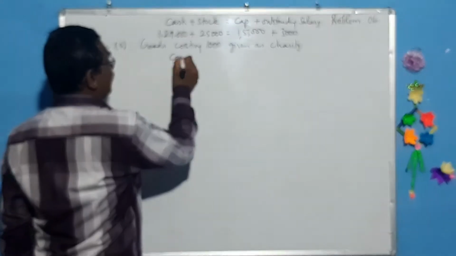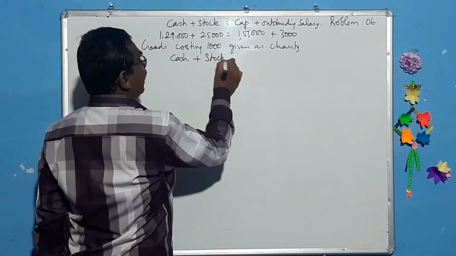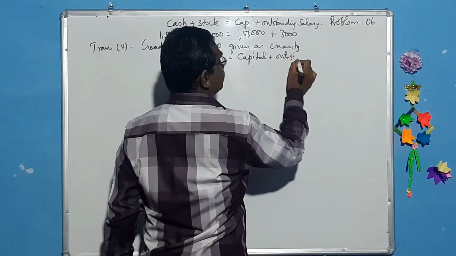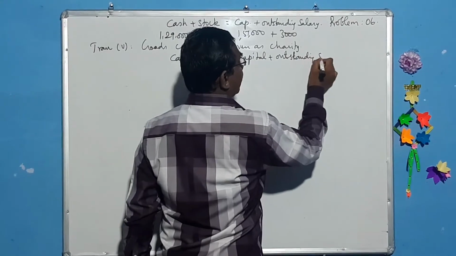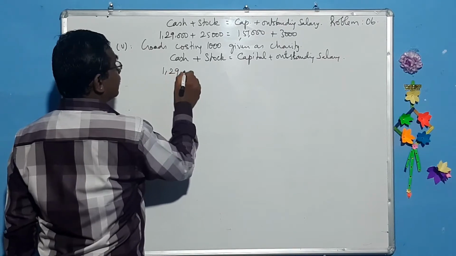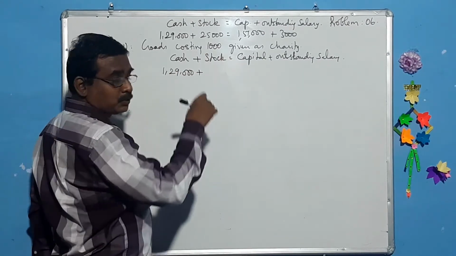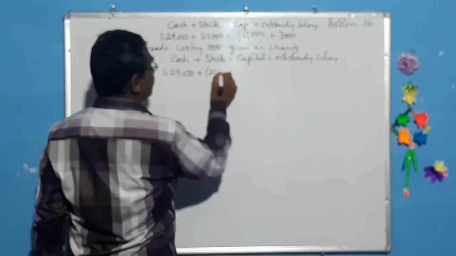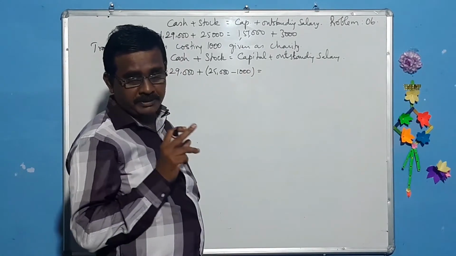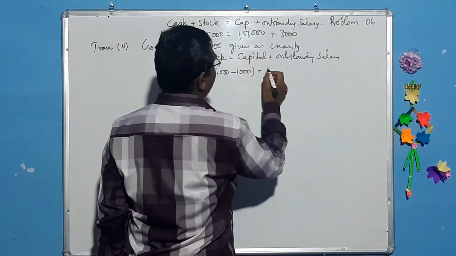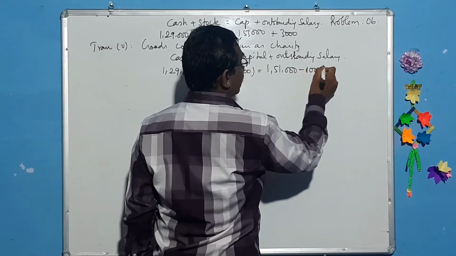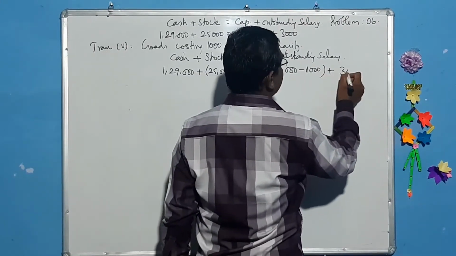Now let us write the items. Cash plus stock is equal to capital plus outstanding salary. Cash, there will not be any change in cash. Stock, we have taken 1,000 rupees worth of goods. So from 25,000, we have to subtract that 1,000, and that charity should be treated as an expense. So from the capital amount, we have to subtract that 1,000, and outstanding salary remains the same, 3,000.